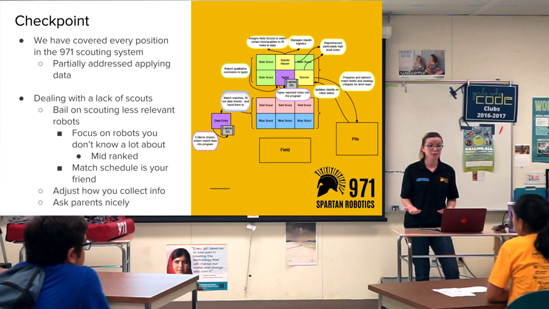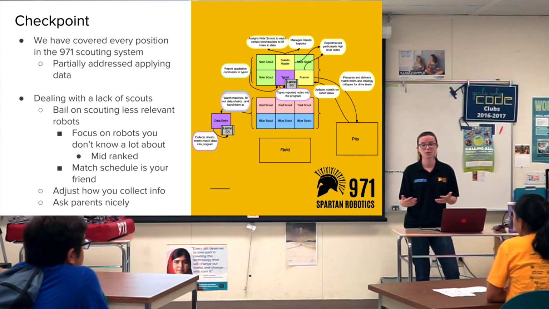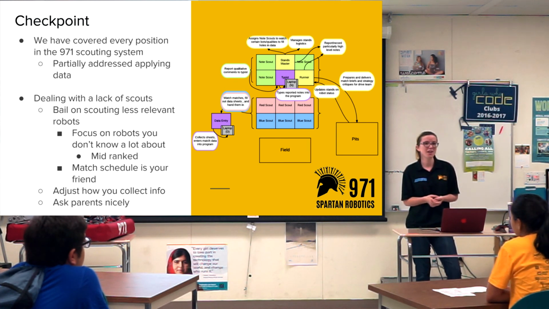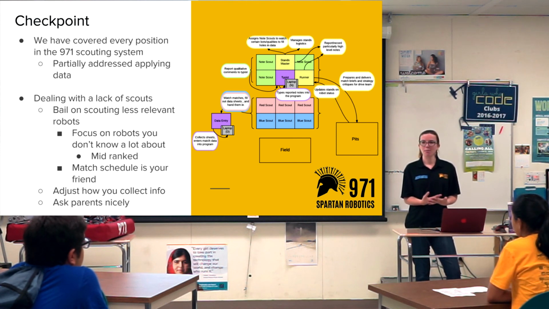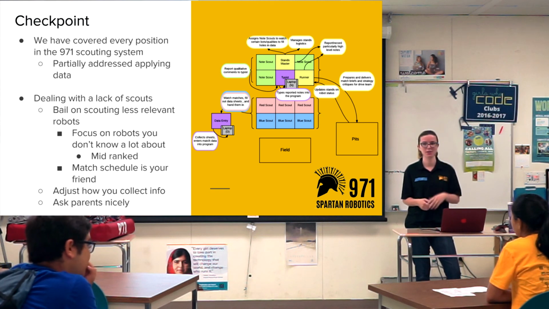You can adjust how you collect information, collect less information, or collect in a more holistic manner. Use the 1 to 3 driving scale so you can have one person perhaps scouting an entire alliance to look at their driving. There's a lot of creative ways you can do it. You can also ask parents nicely if they would like to scout for you. I wouldn't recommend relying on this strategy, but I have used it, and it did get me out of a couple tough spots with needing data, and that's where the how to scout sheet comes in handy.